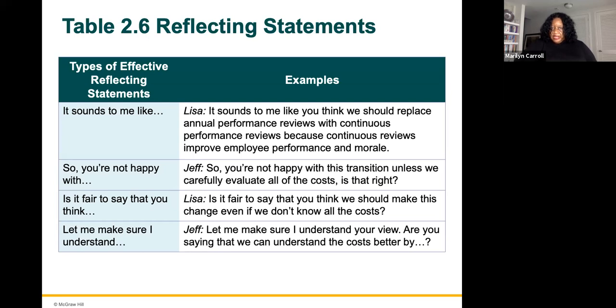So, types of effective reflecting statements. It sounds to me like you think we should replace annual performance reviews with continuous performance reviews because continuous reviews improve employees' performance and morale. So you're not happy with this transition unless we carefully evaluate all the costs. Is that right? Lisa, is it fair to say that you think we should make this change even if we don't know all the costs?